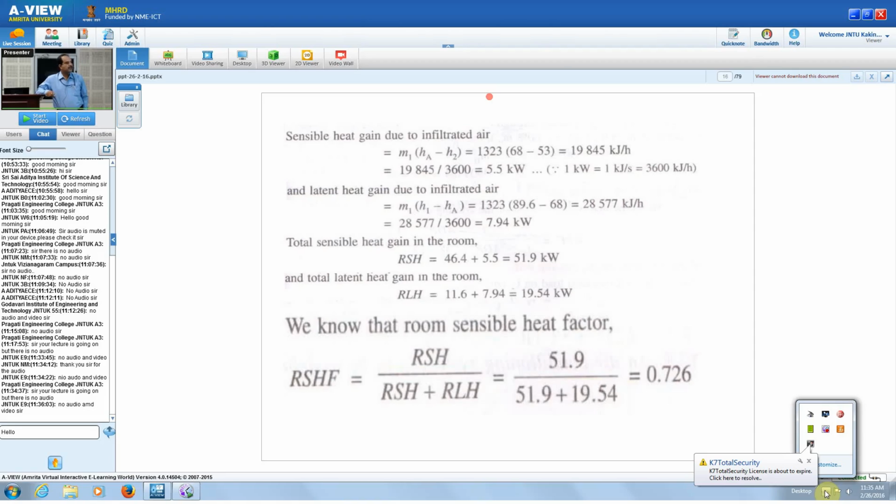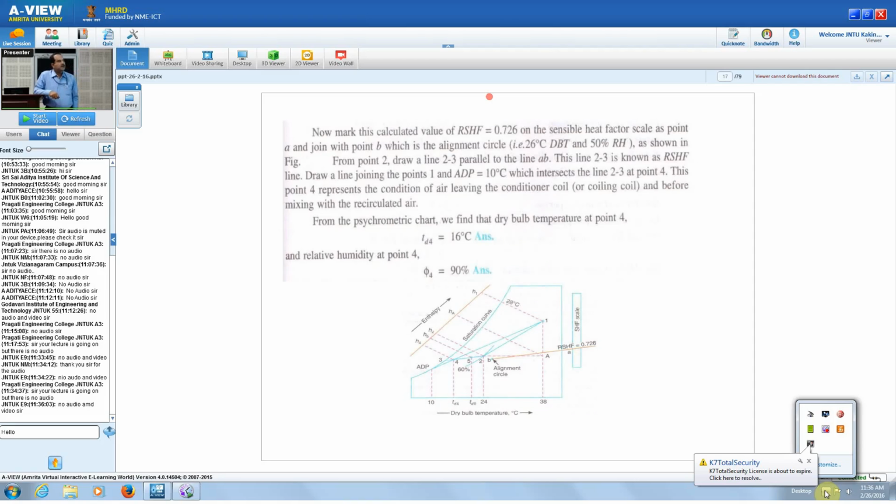Therefore, you can find out the room sensitivity factor with this formula. Then look at the point as A. Next step, validations. And this is point A. Then you locate the maximum alignment circle at 63 degrees.